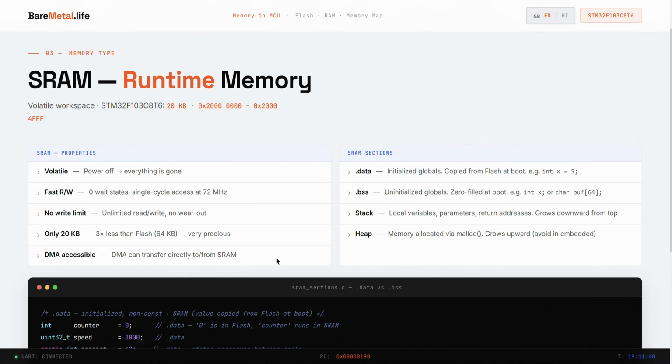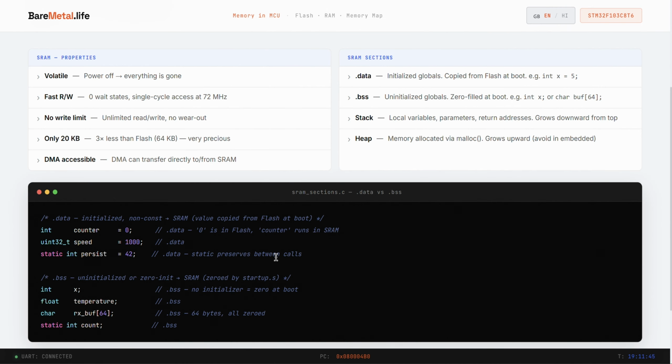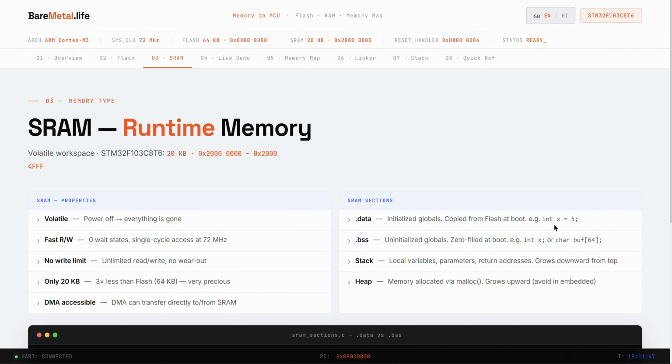Now, here's where it gets really interesting. And this is one of the core concepts you need to understand. Do you remember integer x = 5 from earlier? That global variable with an initial value? At boot, the startup code copies that value from flash into SRAM. From that point on, your program reads and modifies x inside SRAM. The copy in flash never changes. It's just the source of truth at startup. This section in SRAM is called .data.